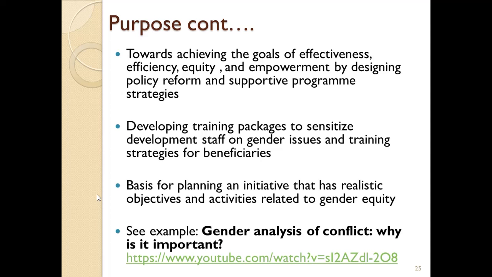But this analysis can also be used for developing training packages to sensitize different staff, maybe staff on a project, on how to be gender sensitive. And again, it's a basis for planning an initiative that has realistic objectives and activities related to gender equity.